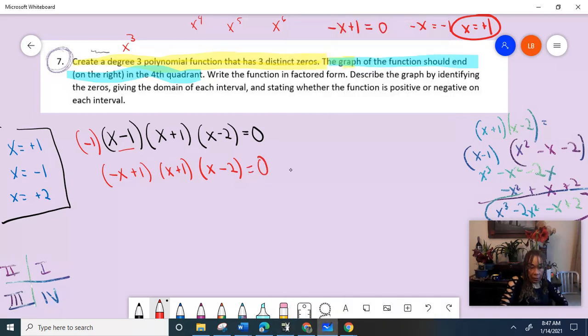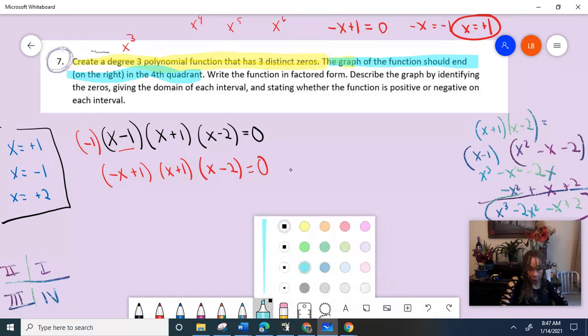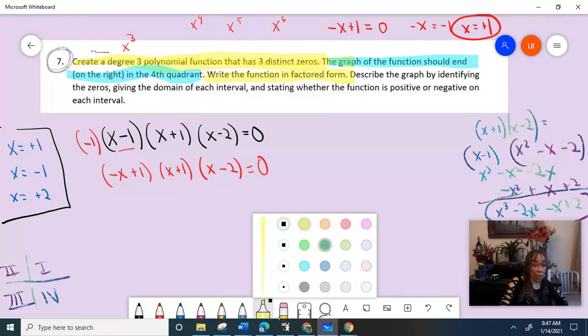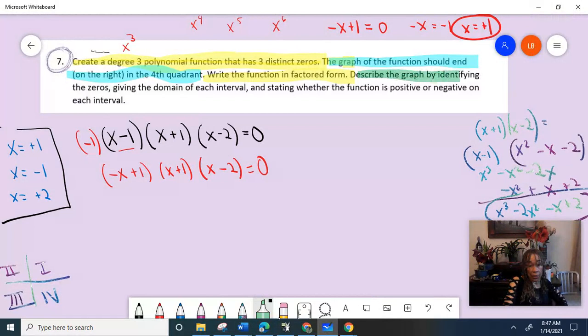So let's see what else I need to do. Okay. Write the function in factored form. I already did that. It's already written in factored form. Goody. Describe the graph by identifying the zeros, giving the domain of each interval, and stating whether the function is positive or negative on each interval. Okay, that's all one giant thing I still have to do. So I'm going to have to do all of this. Domain of each interval and saying whether it's positive or negative on each interval.